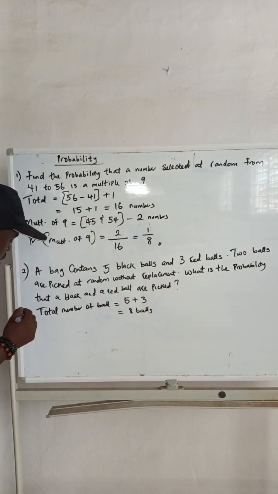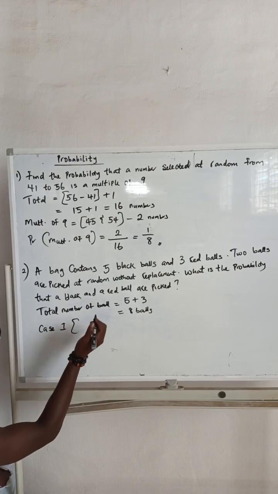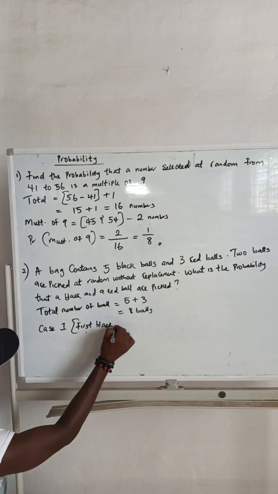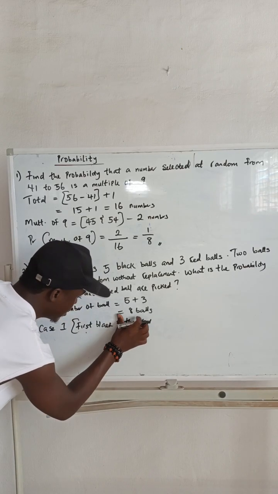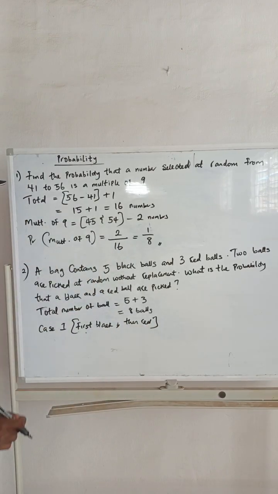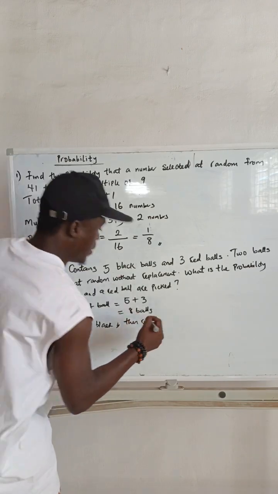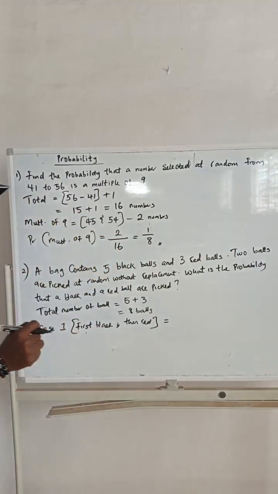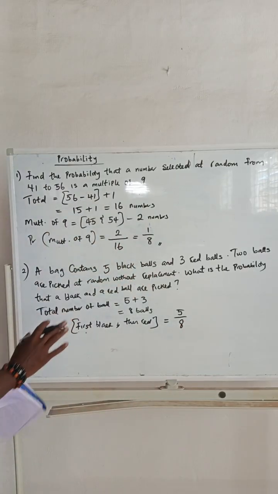Now, let me give you the instance of what I'm saying. Let's label this one as case 1. We can label our case 1 as first black, then red. Now look at this logic. So what this means is that I'll look for the probability of black first. Now, the probability of black here, because it was black that was first picked, gives me 5 over 8.